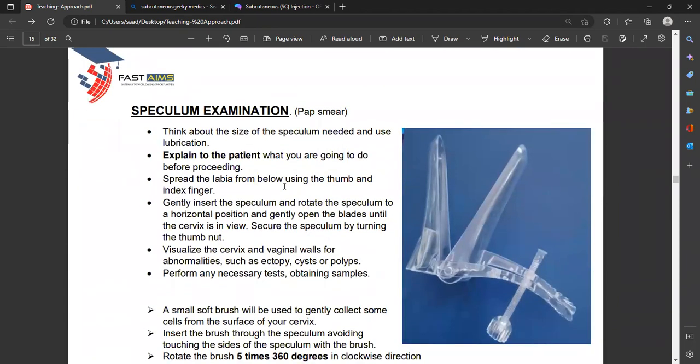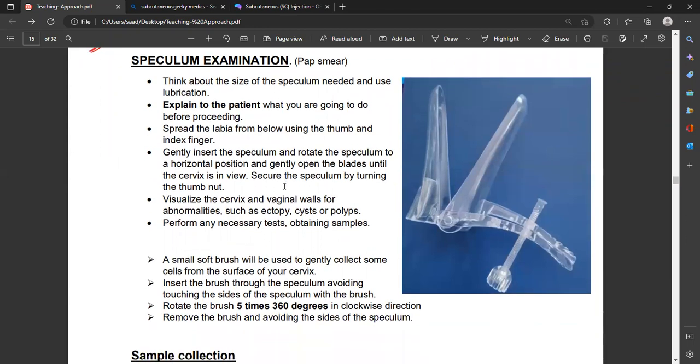So now, just after examining the external genitalia, you have to insert the speculum. Hold the speculum in your right hand. You should try to familiarize yourself with the speculum before going to the exam, so that you may not feel difficulty during the real exam. There is a proper technique to handle it. You have to make your hand like this. So handle it carefully and explain to the patient.